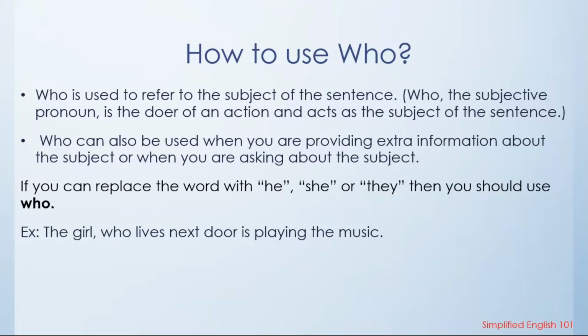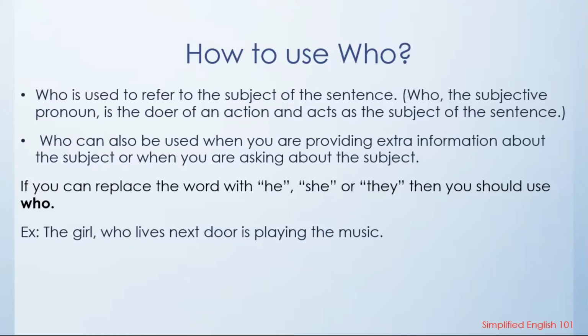This means when the person, thing, or animal is doing the action, we use the subjective form of the pronoun who. Who can also be used when we are providing more information about the subject or when we are asking about the subject. Always remember that who is a subjective pronoun and makes reference to the subject of the sentence.